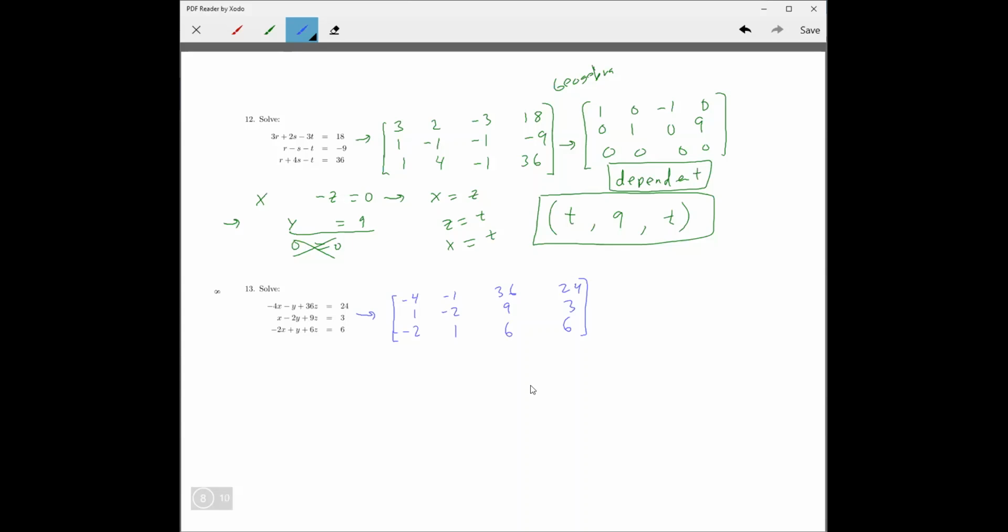Okay, let's see, this is number 13. We're a little bit low on time, so I'm just going to tell you what happens. So if you do GeoGebra, that's going to give you 1, 0, -7, -5, 0, 1, -8, -4, and then 0, and then all zeros. Okay, so then translating it back, you get x minus 7z equals -5 for the top one, and then the second one is y minus 8z equals -4. And then the bottom one is just 0 equals 0, so I just disregard that.